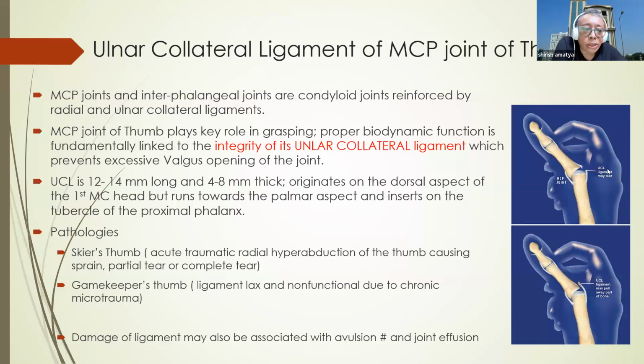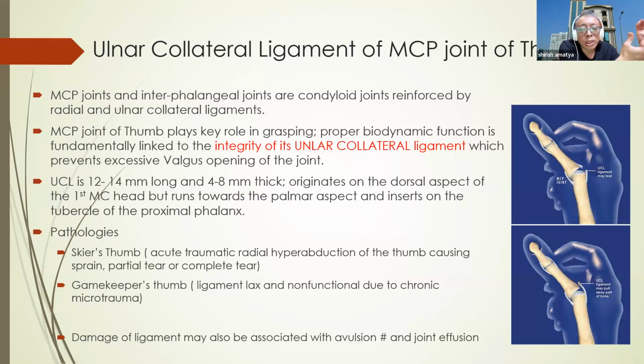Some of the pathologies which are more commonly associated with this ligament are rupture or sprain of the ulnar collateral ligament. The two commonest pathologies that we encounter are, first, skier's thumb, which usually occurs when there is acute traumatic radial hyperabduction of the thumb. Like in skiers, there can be forceful hyperabduction causing sprain or partial tear or even full thickness tear of the ulnar collateral ligament. So this is called skier's thumb.